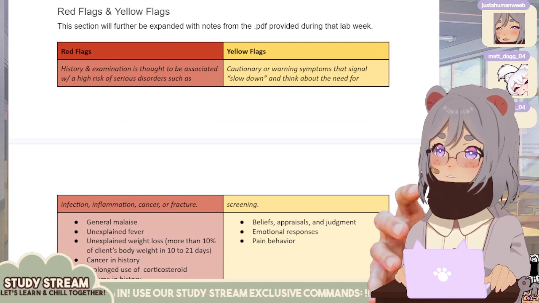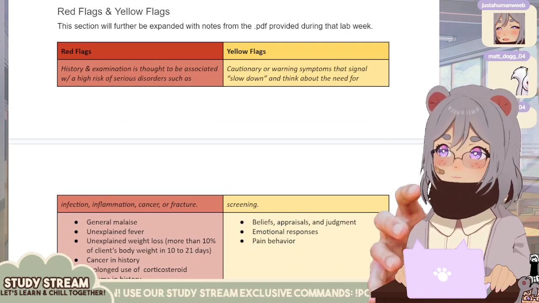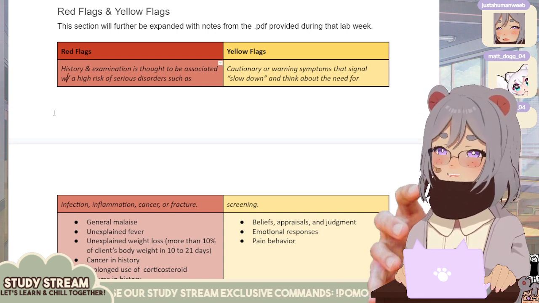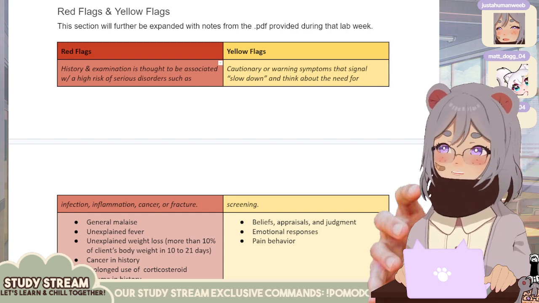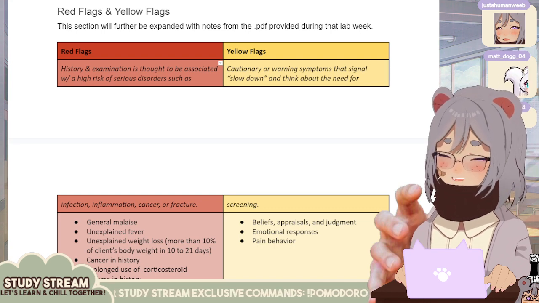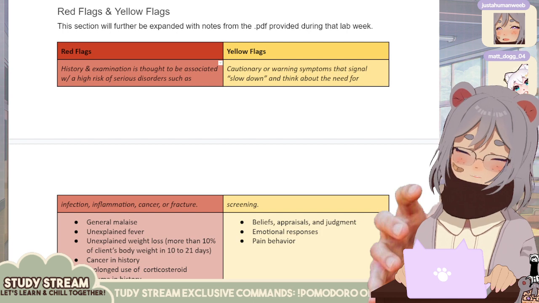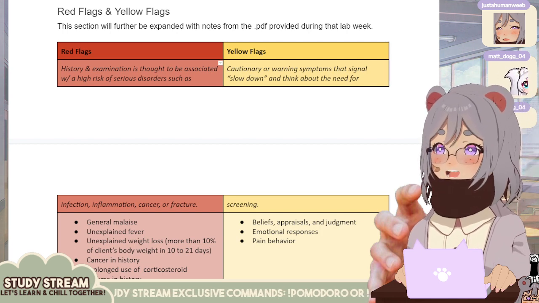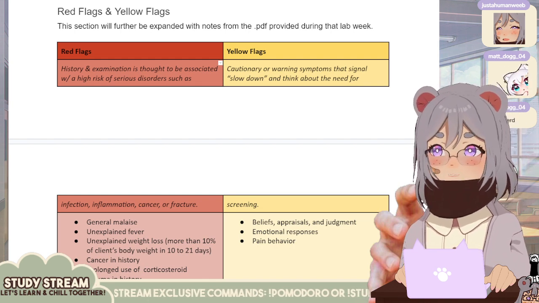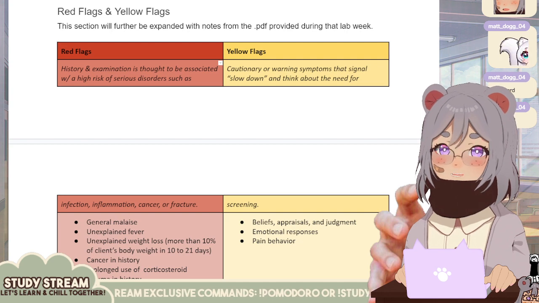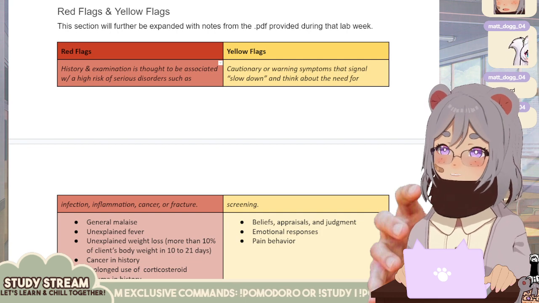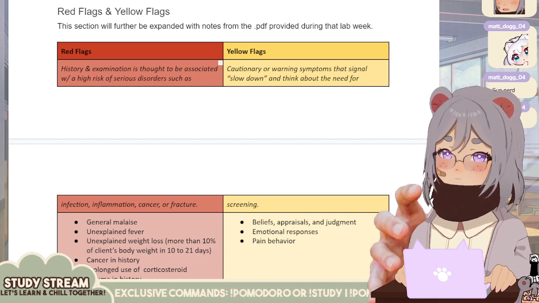So let's talk about red flags, okay? And you don't want to be a walking red flag. We never really talked about this, but I'm sure you guys are familiar with lots of red flags in relationships, people who don't respect boundaries, people who are attention seeking. Red flags, stay away from them. But when we talk about red flags in history, you want to see that these red flags are very urgent. It could be a high risk of serious disorders such as infection, inflammation, cancer, or fracture.